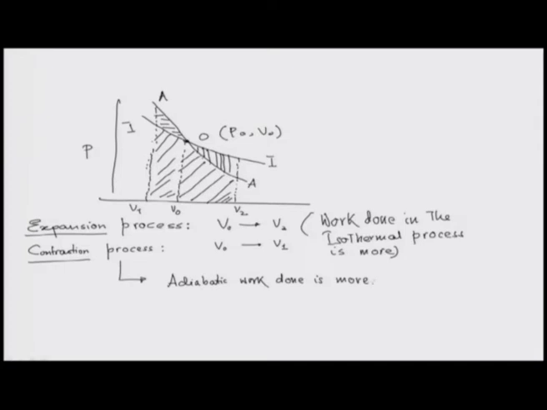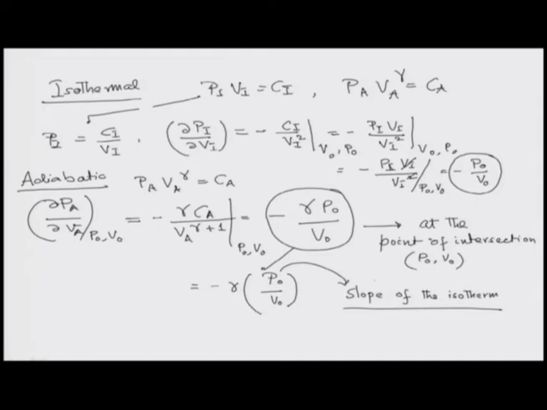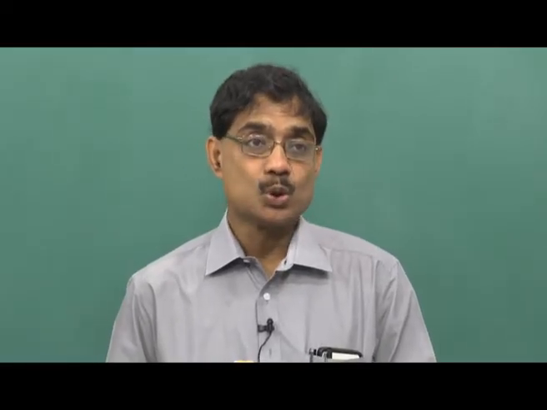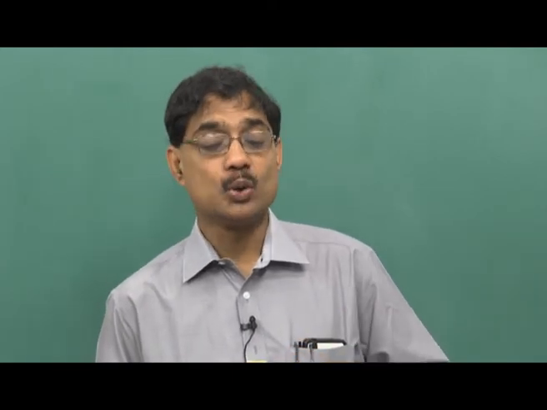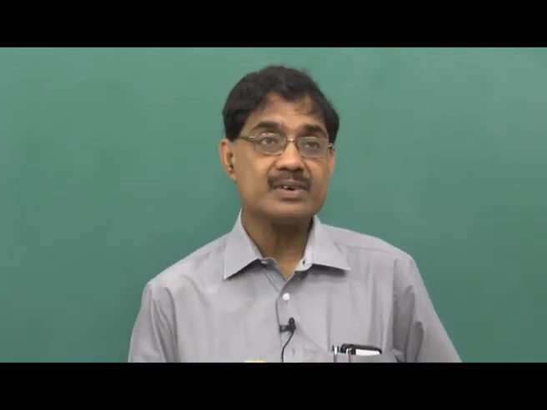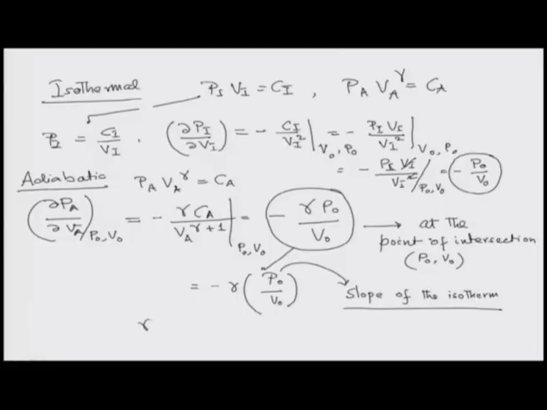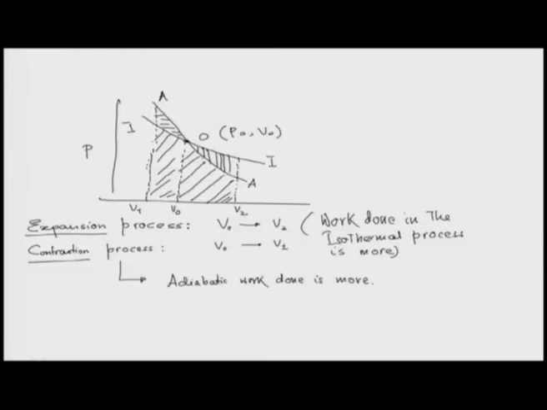So, what we learnt in these two slides is that the adiabatic curve is steeper: the slope of the adiabatic curve is gamma times the slope of the isothermal curve at the point of intersection. Please remember, gamma is greater than 1. What is the consequence? From the intersection point, which is at P naught V naught, you consider an expansion up to a volume V2.